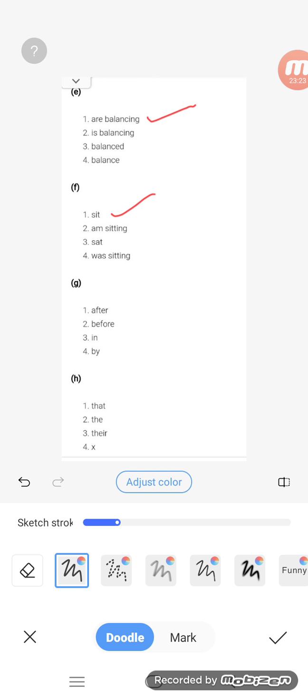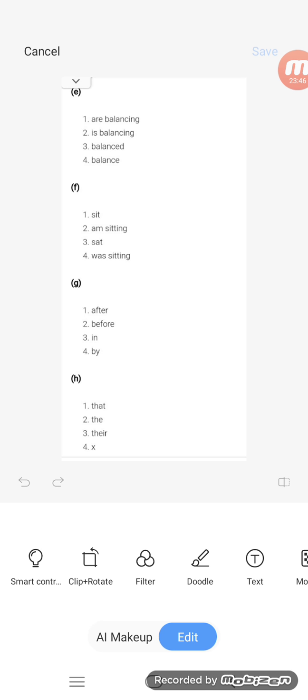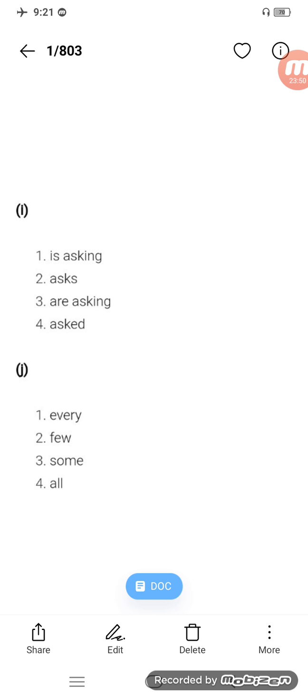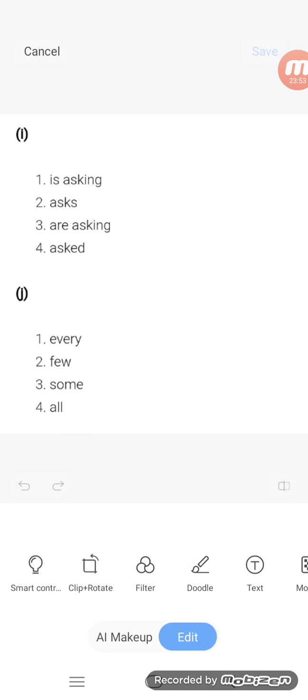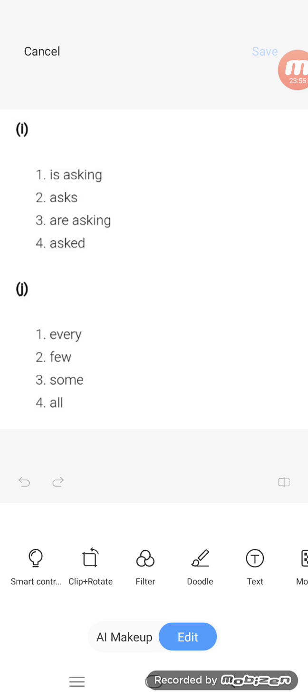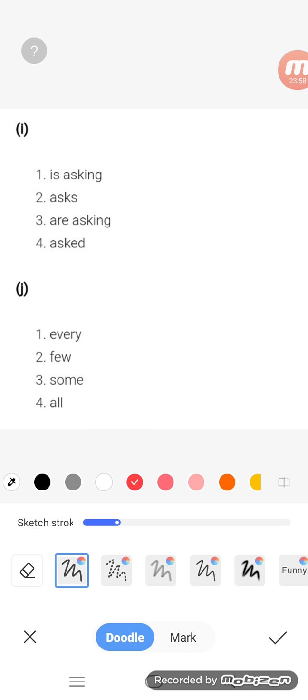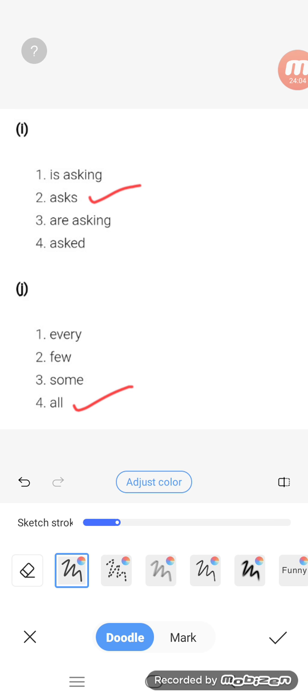In this way, E option are balancing, F option seat, G option you can see after, and the option is getting H. After that option is ask and all, last option.